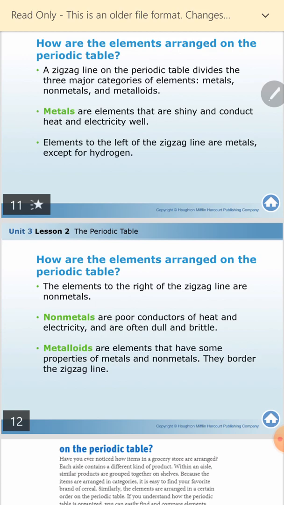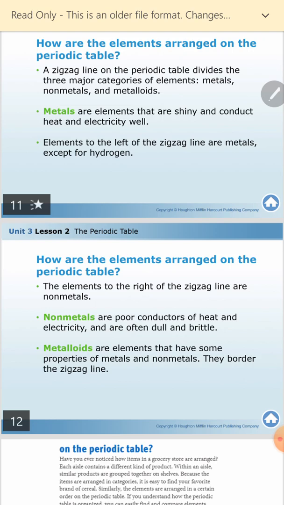We were talking about the non-metals. Non-metals are the opposite of metals in everything. Here they said they are poor conductors of heat and electricity. They are dull and brittle. Dull is the opposite of shiny. Metals are shiny. They have metallic luster, while the non-metals are not shiny. They are dull.